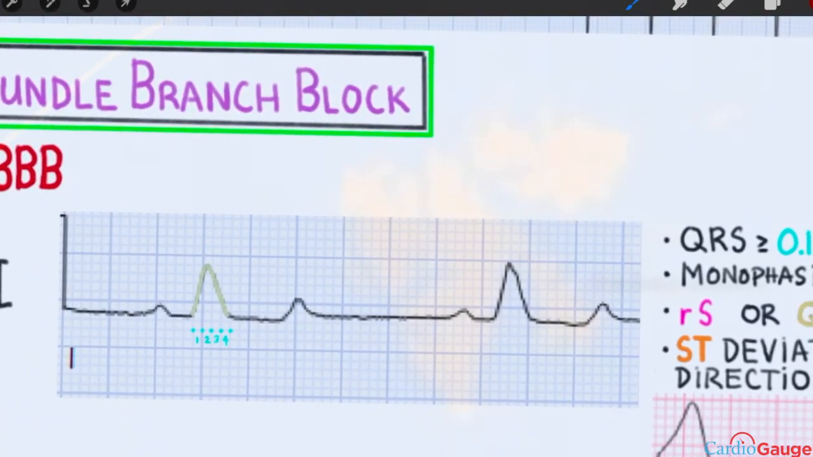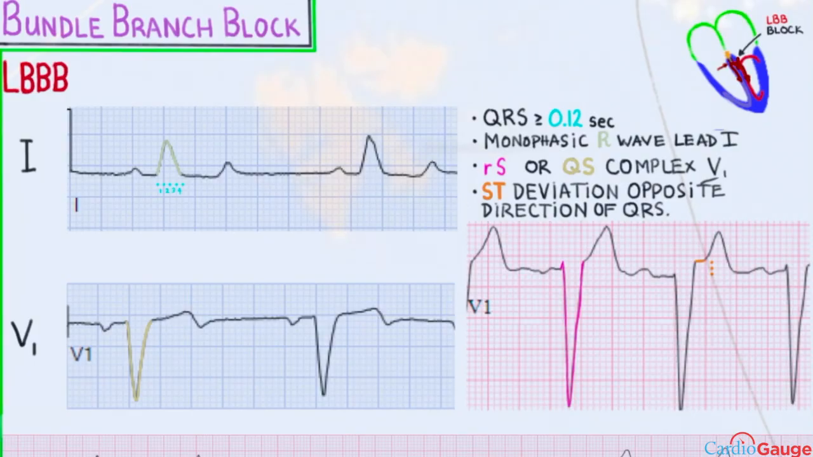And this is what it'll look like on an ECG. In lead 1, that's the key lead typically for left bundle branch block, it looks like this. The QRS is wide, so it's more than 0.12 seconds. That's the criterion. In this instance, it's about 0.16 seconds, about 4 little boxes.